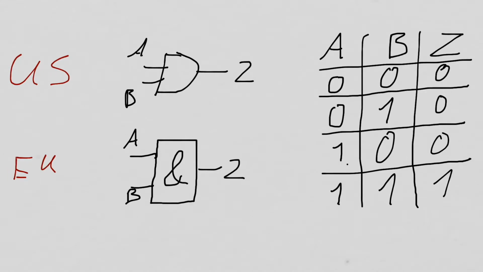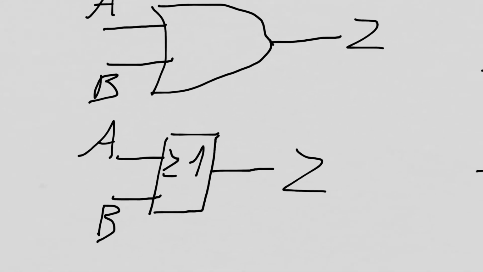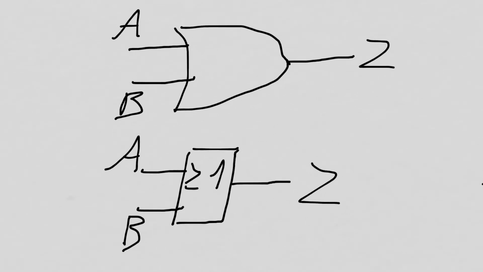Okay, let's have a look at the next one. It's the OR gate. Actually, it's as easy as the AND gate because the name already says it all. The OR gate just has two inputs like we had before with the AND gate. And like before, on the top it's the US version, on the bottom it's the European version. We have two inputs, A and B, and one output, Z, and here we just need one input to be true to make the output true.